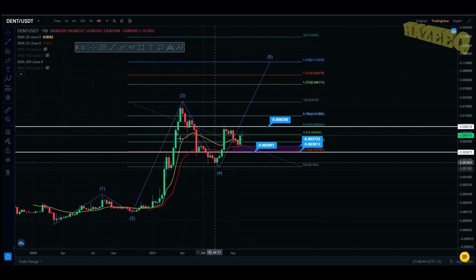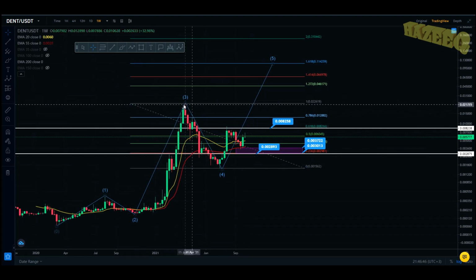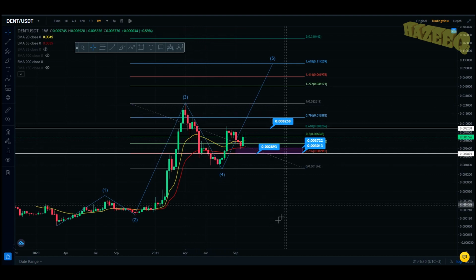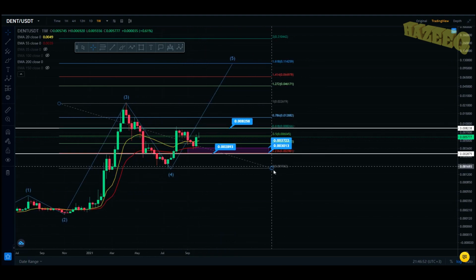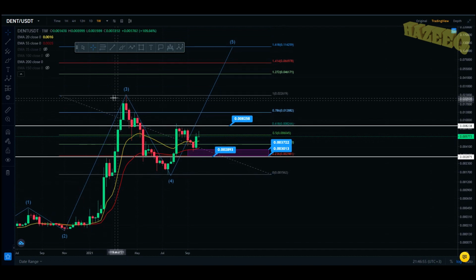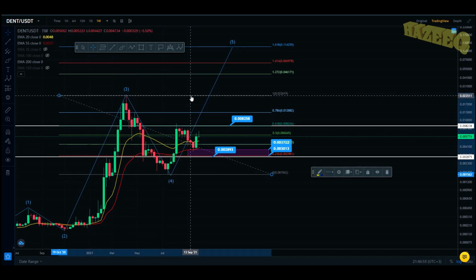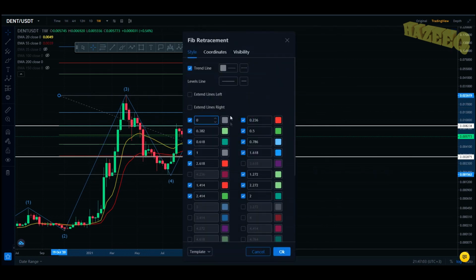So this is the weekly chart. What you do is you take your fib retracement. You place it from the swing high to this swing low, okay? So you need to have the level 0 on the bottom and level 1 on the top. From there, if you double click the one level or just click on the settings bar that pops up, you're going to get this.